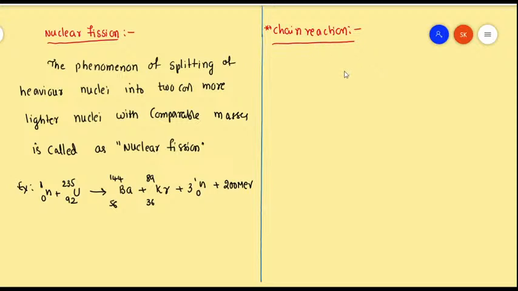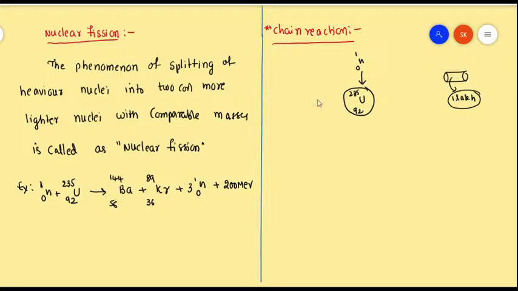What is a chain reaction? For example, we have a uranium sample, and in that sample 1 lakh uranium atoms are there. One neutron is allowed to bombard one uranium, that is 92U235. When one neutron is allowed to bombard the uranium, this equation takes place.